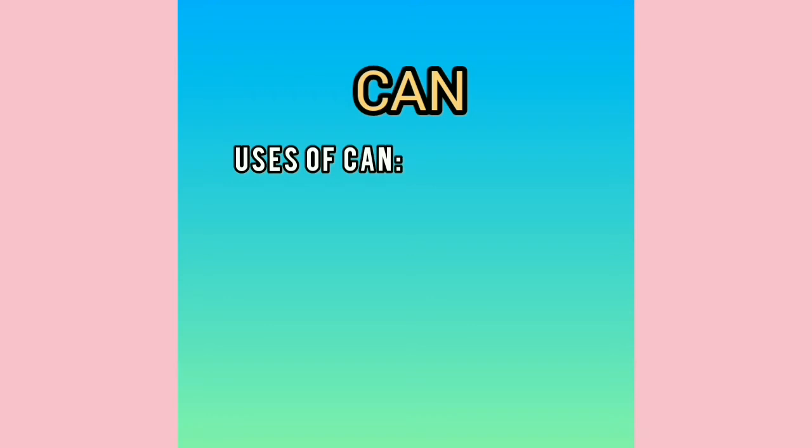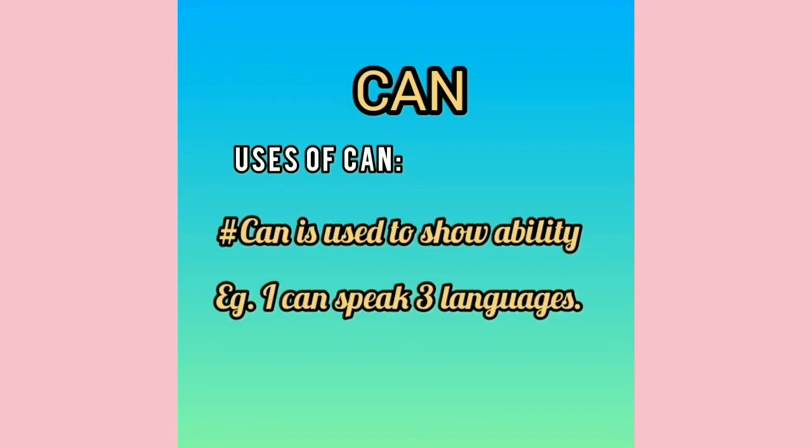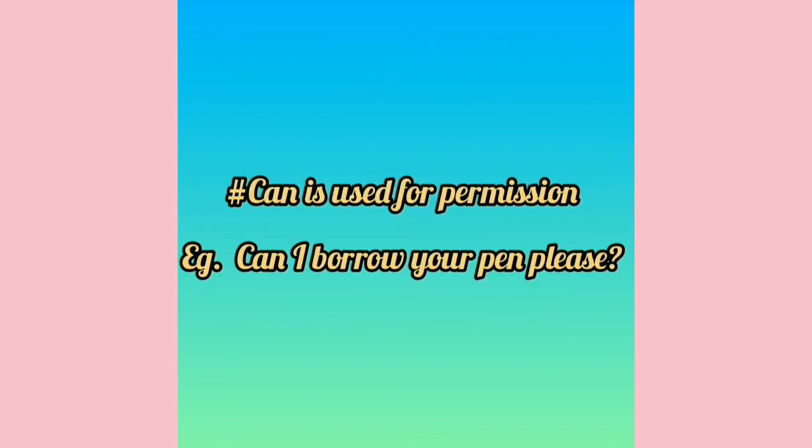For example, it is used to show ability. The example is, I can speak 3 languages. Here in the sentence, when we use the word can, it shows our ability of speaking 3 languages. Next use of can is for permission, when you want to take a permission. Can I borrow your pen, please?